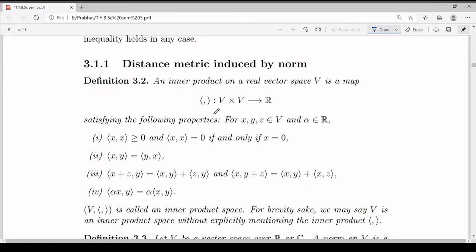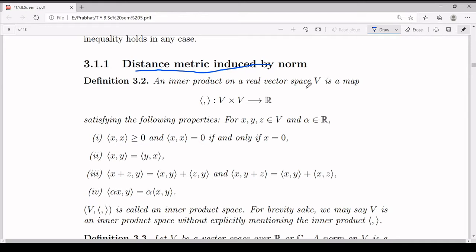Hello friends, in this video, the topic which we are going to discuss is distance metric induced by norm. Now, we will list first some definitions. If you have done a course on linear algebra, you must be aware of these definitions. So the first definition is of inner product.